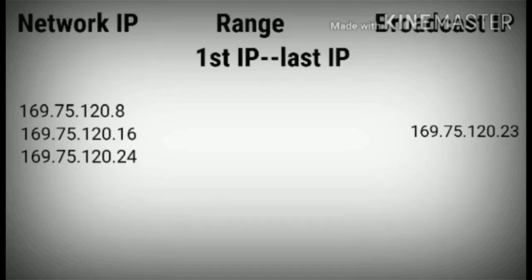Our broadcast is 169.75.120.23. How did it become 23? Simply minus 1 from 24. 24 minus 1 equals 23.